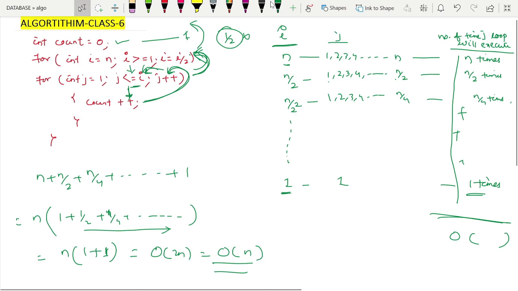So this is a very good question. You can solve it by yourself 2-3 times, so that you get the idea of how to solve this kind of question. There are many other questions, but if I take all of them in these 10 minutes, it is not possible for me.